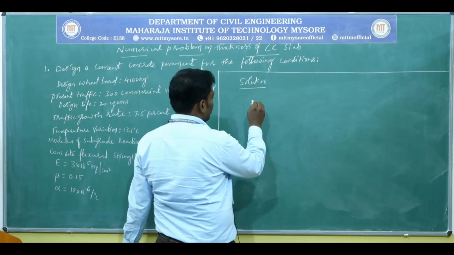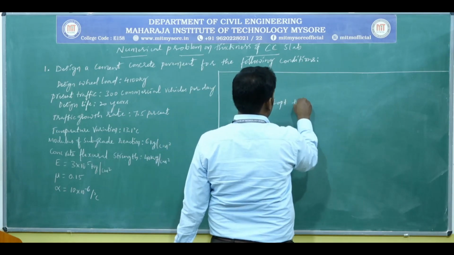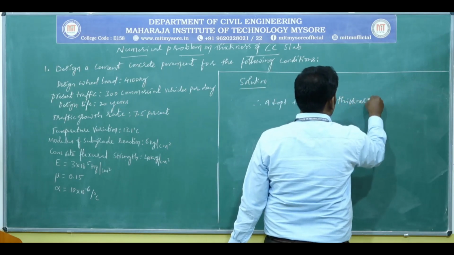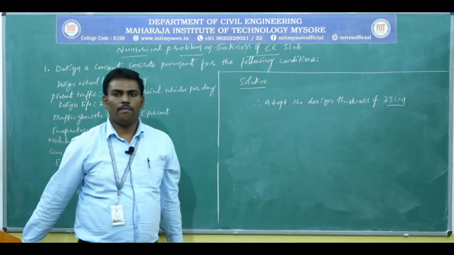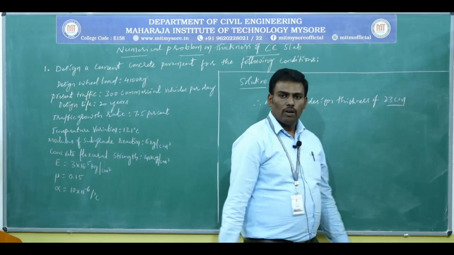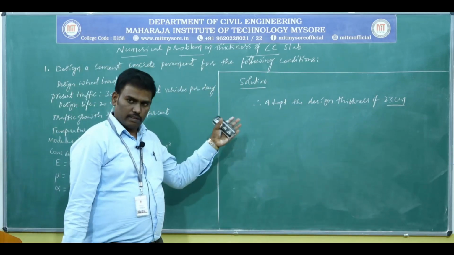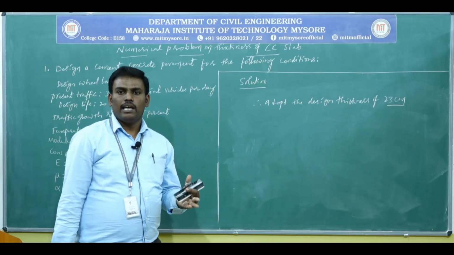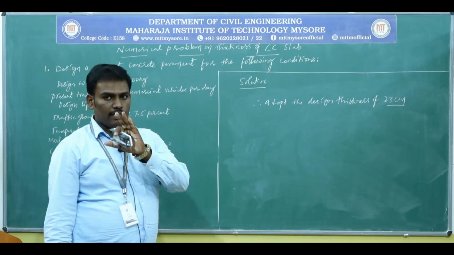Last sentence, therefore adopt the design thickness of 23 centimeter. Okay, it's very simple. What you are going to do are the steps for designing the CC slab thickness. First, you need to select a trial thickness and assume the spacing between transverse joints and longitudinal joints. That is the first step.